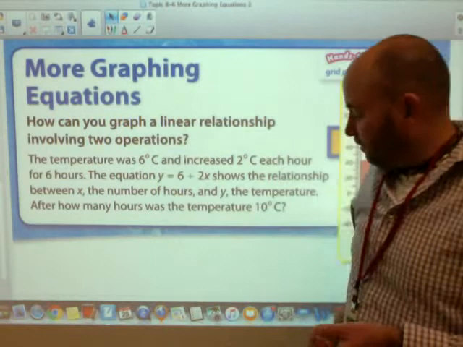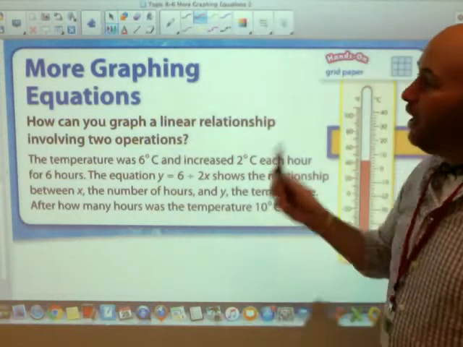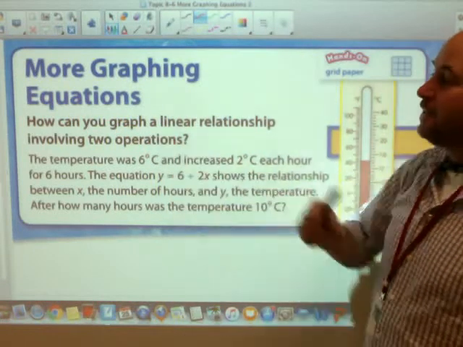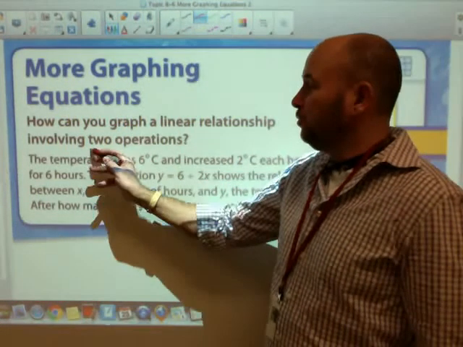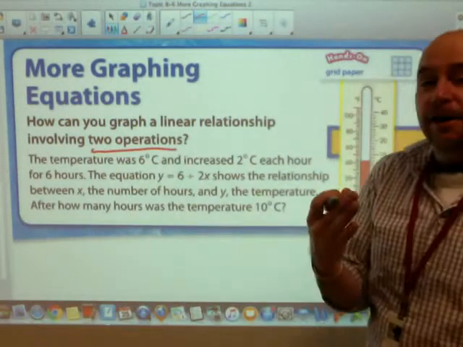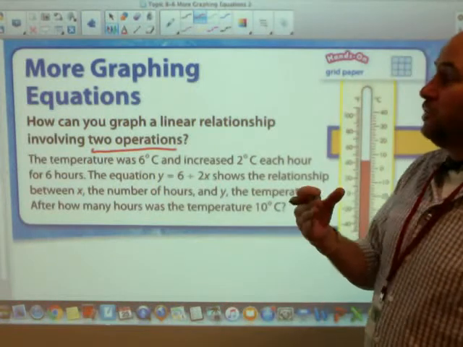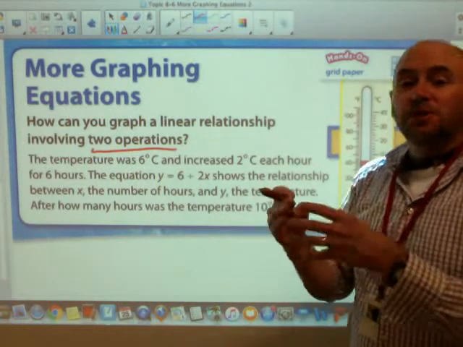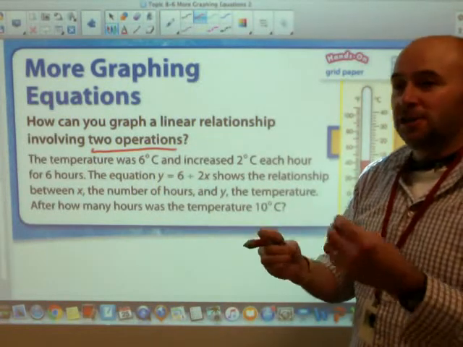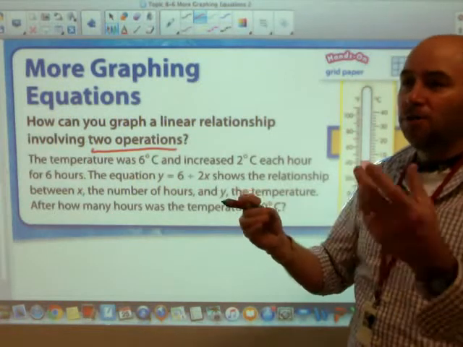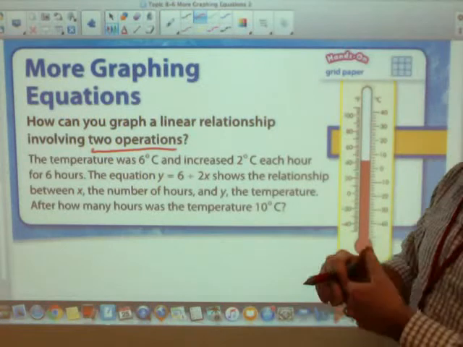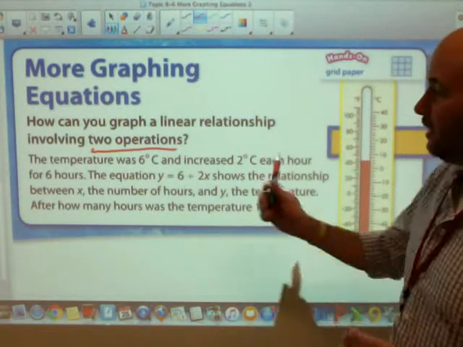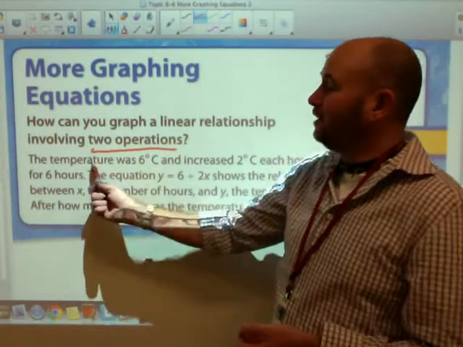More graphing with equations. The book starts out with a question. It says, how can you graph a linear relationship involving two operations? So we're going to be talking about equations or linear relationships that have two operations, such as addition and subtraction, multiplying and dividing, dividing and subtraction, that type of situation. And the situation that they give us is down below.